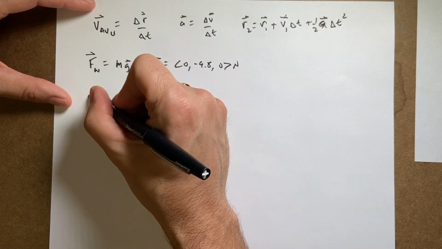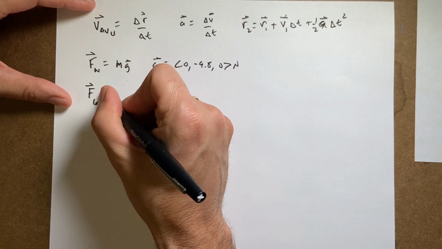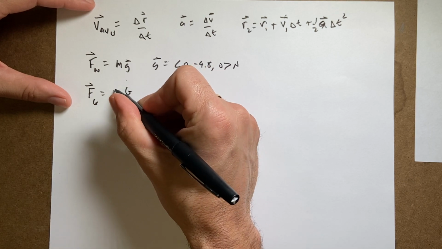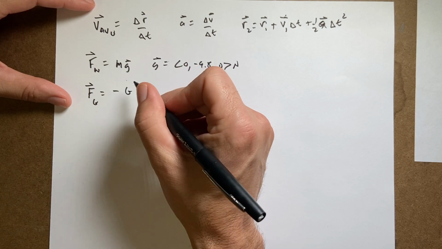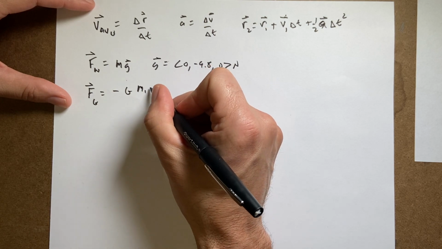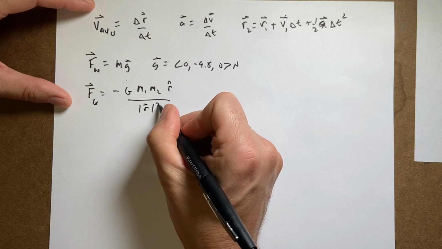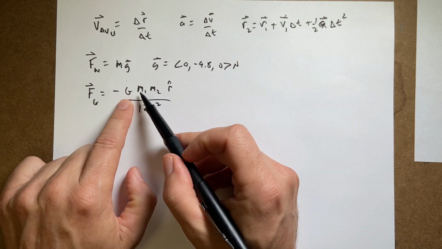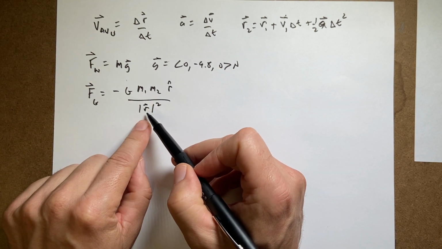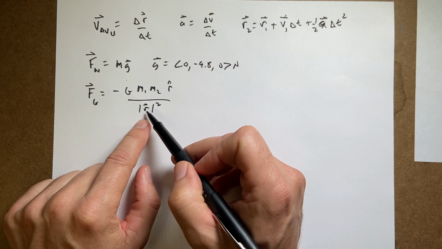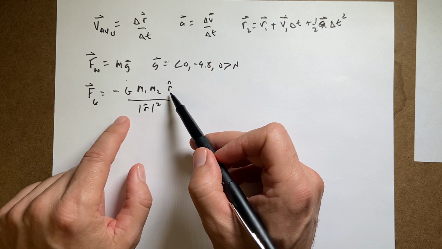Then I have the real gravitational force. I'll call it F big G, which is negative G M1 M2 R hat over the magnitude of R squared. So this is the gravitational constant. These are the two masses interacting. This is the vector distance between their centers, and that's a unit vector from one to the other. So it makes it a vector.